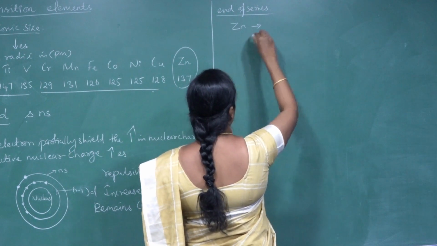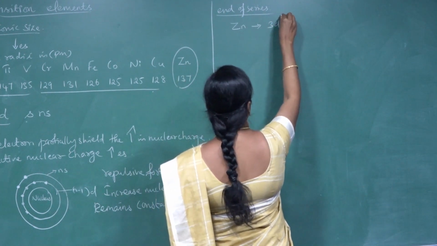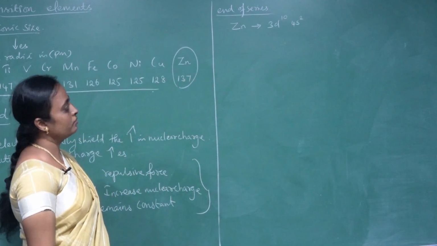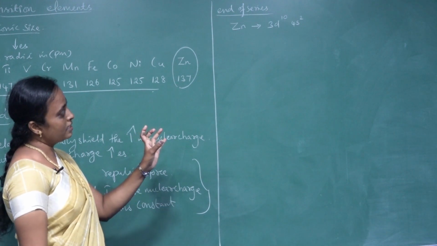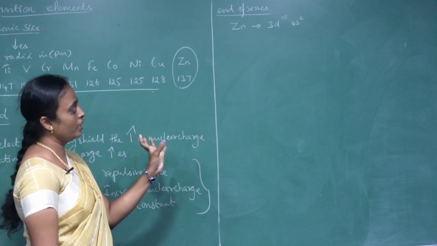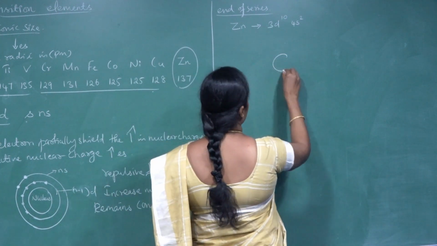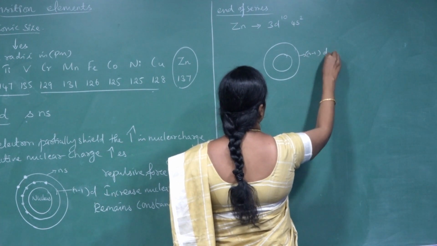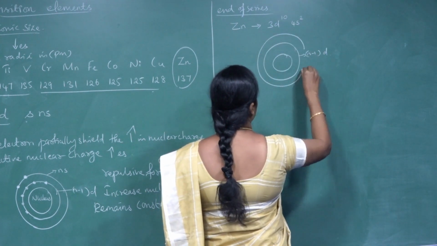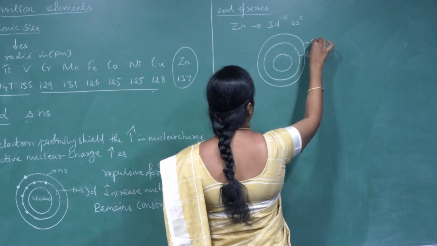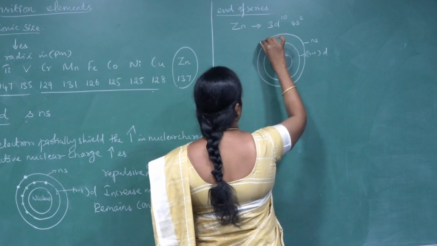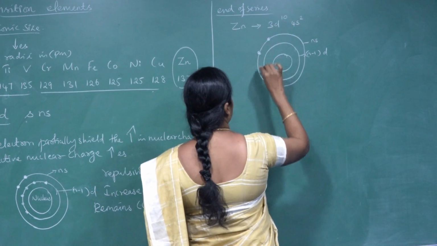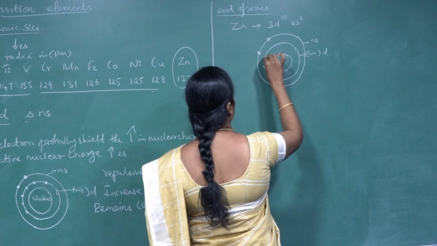The outermost electronic configuration of zinc is 3d10 4s2. Here the number of d electrons is 10. Now if you consider the nucleus, this is the n-1d orbital, that is the inner shell, and the outer shell is the ns shell. In the ns shell there are only 2 electrons, but in 3d there are 10 electrons available.